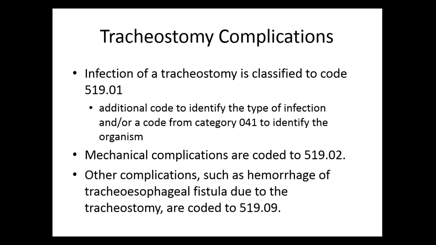Tracheostomy complications are classified to subcategory 519.0 in Chapter 8, and they include an infection of the tracheostomy. You'll also need an additional code to identify the type of infection. It includes mechanical complications or other complications such as hemorrhage or tracheoesophageal fistula due to the tracheostomy.